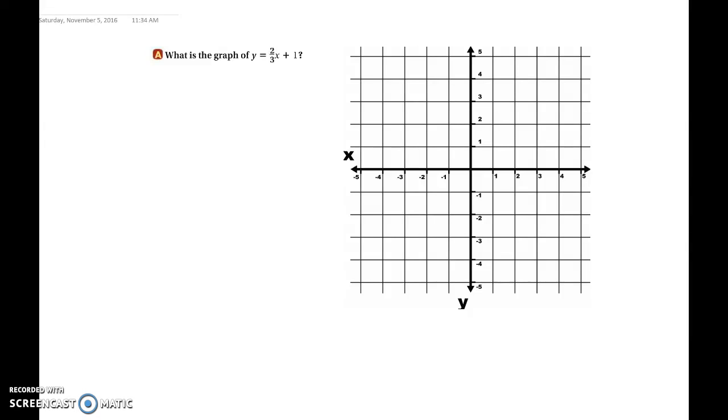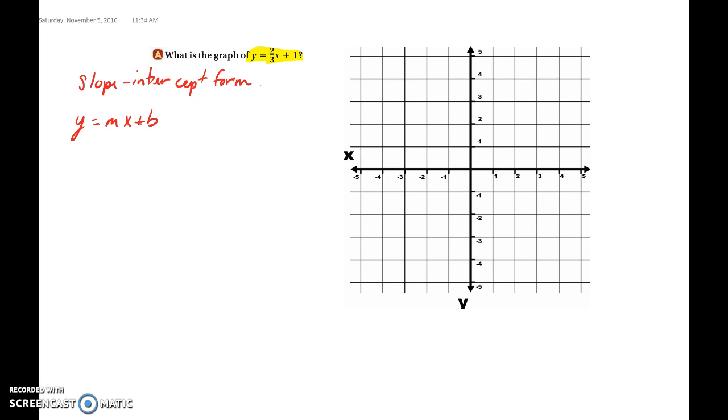Alright, so the next video that we're going to do is we are going to graph y is equal to 2/3 x plus 1. Alright, and we are going to keep this in this form, so we are going to graph in the slope-intercept form. Alright, whenever we are solving for the slope-intercept form, we need to make sure that we do y is equal to mx plus b. Alright, that's what we have here now.